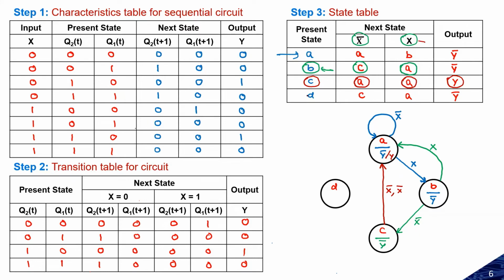Now let us talk about the last case, which is D. The current state is D. Let me change the color. So the current state is D. Next state is C for X bar, and the output is Y bar, which is already there. And if you see here, the present state is D, the next state is A, then we will have X, and Y bar will be the output. Okay, so this is all about the state diagram, how it can be made.